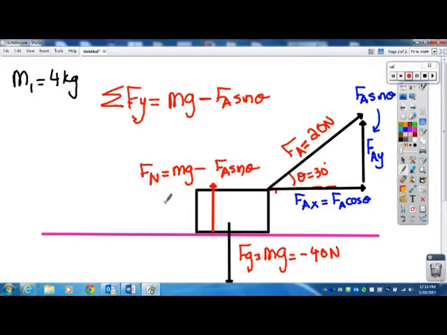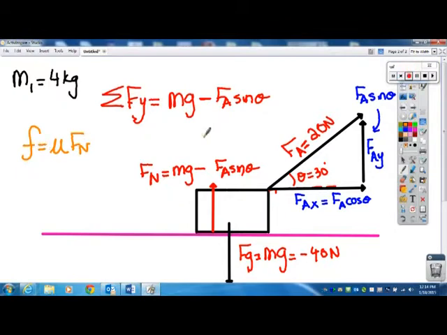This is useful because later on they may ask you to find the force of friction. And remember, the force of friction is found by taking the coefficient of friction, whether it's kinetic or static, and multiplying it with the normal force. So you have to get the correct normal force to plug in here to get the force of friction.